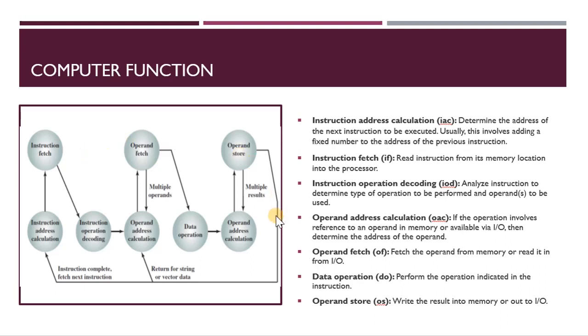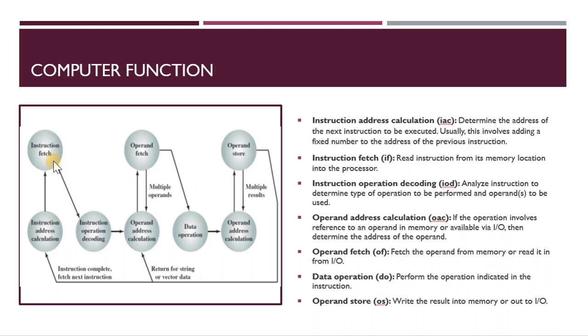This is the more complex instruction cycle. We are going to look into each state of this instruction cycle. The first one is the instruction address calculation. It determines the address of the next instruction to be executed. Usually, this involves adding a fixed number to the address of the previous instruction.